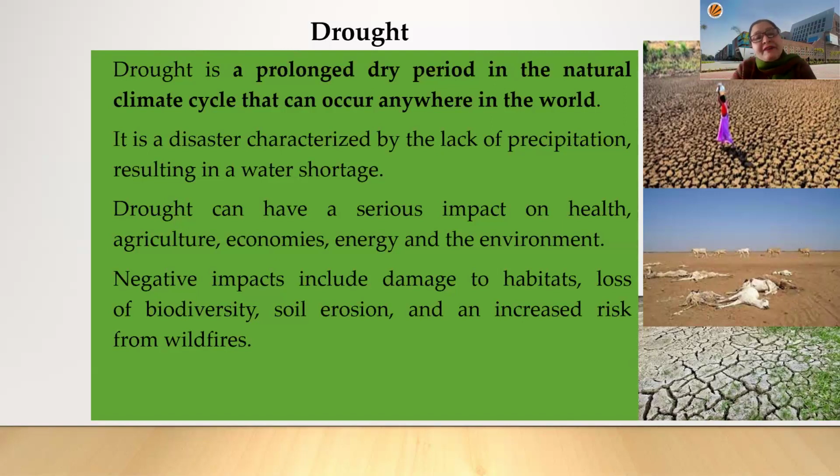So droughts can have a serious impact on other sectors like human health, agriculture, economies, energy, and the environment. This can also cause loss of habitats and loss of biodiversity. Soil erosion is also caused due to drought because the soil becomes dry and is very easily eroded, and there is an increased risk of wildfires. Whenever there is a dry atmosphere, there are chances of fires. So these all are affecting our agriculture.